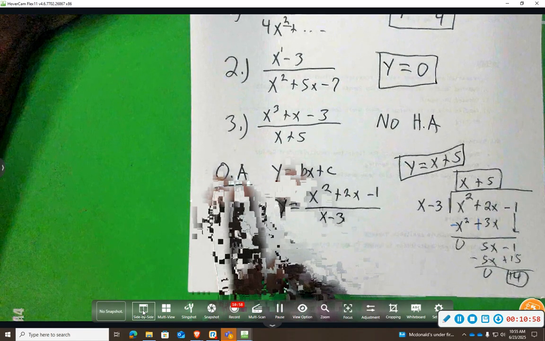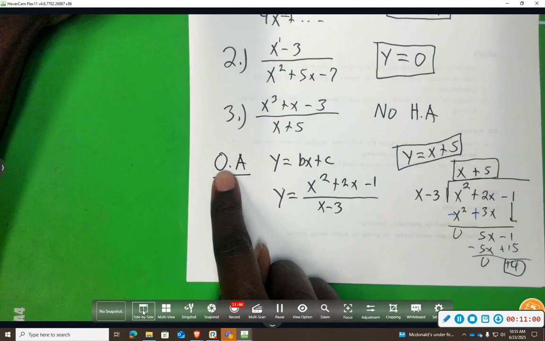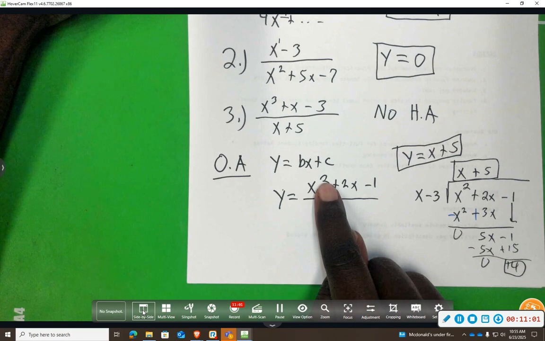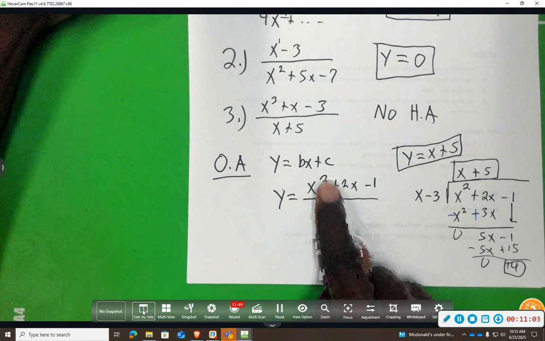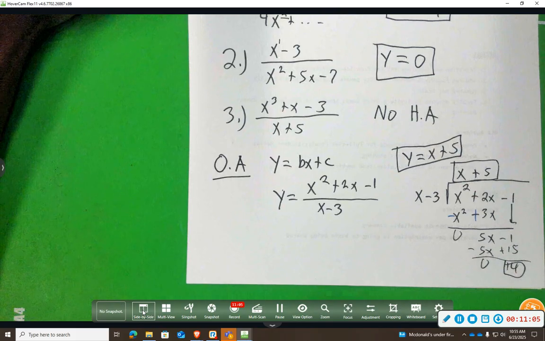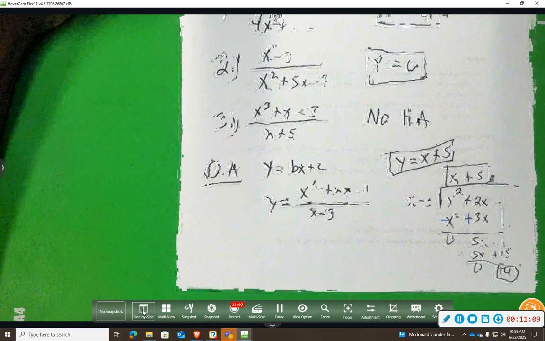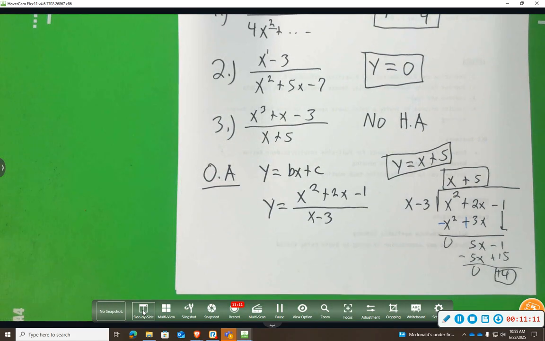You will pick up an oblique if and only if the degree of the top is exactly 1 greater than the bottom. So it has to be 1 more than the bottom. All right, so with that, we're going to jump over to my math lab and start doing some examples.